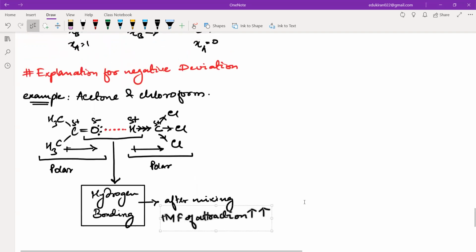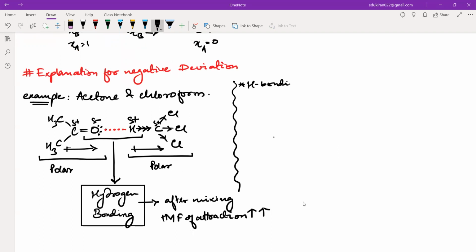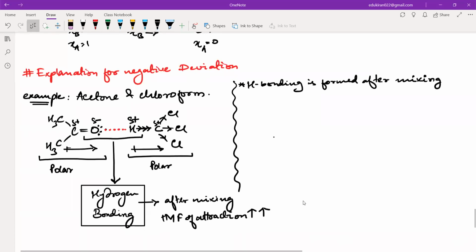If the escaping tendency is lowered, then what is going to happen? We will have low vapor pressure. So you can write a few points here. First thing that you will write here is, when is H bonding formed? Hydrogen bonding is formed only after the mixing. H bonding is formed after mixing.